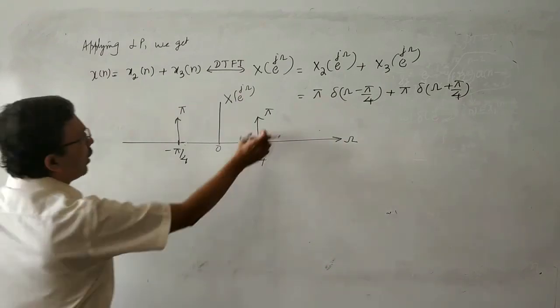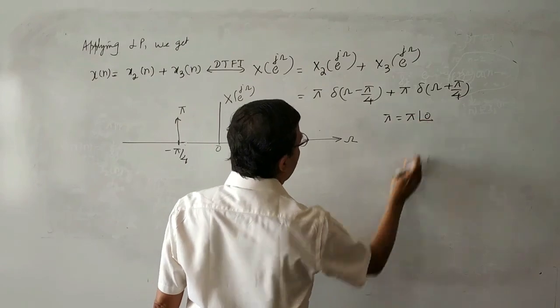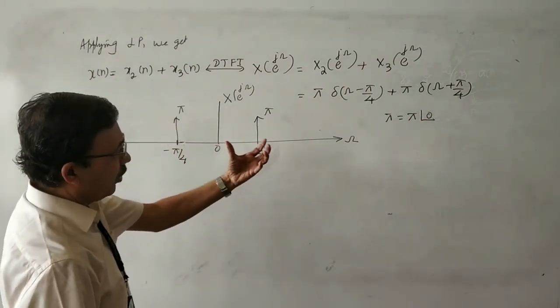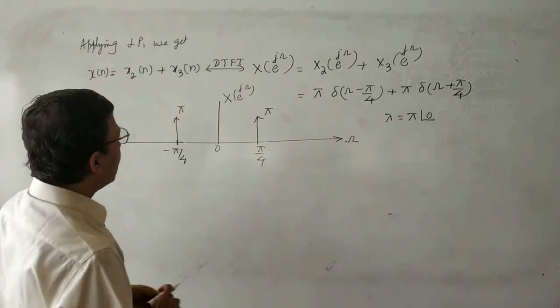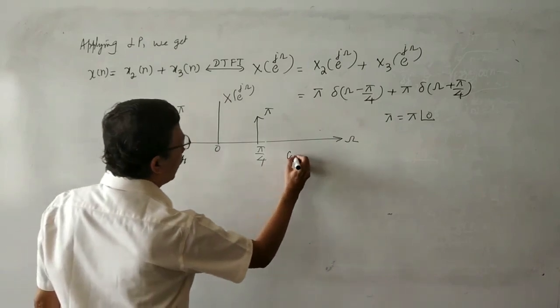What is the magnitude of pi? Please note, pi means pi at an angle 0. Pi means it's a constant 3.14. What is the angle of that constant? 0. Therefore, phase spectrum is a null spectrum. This is the complex spectrum.